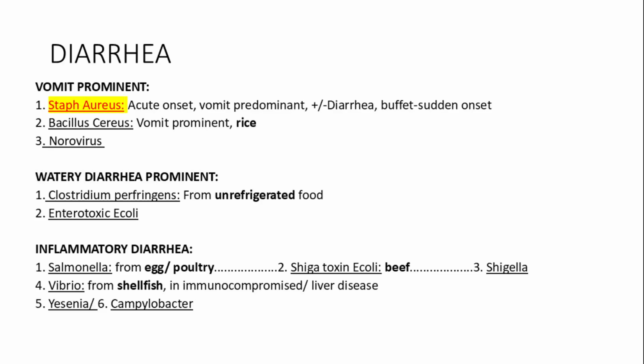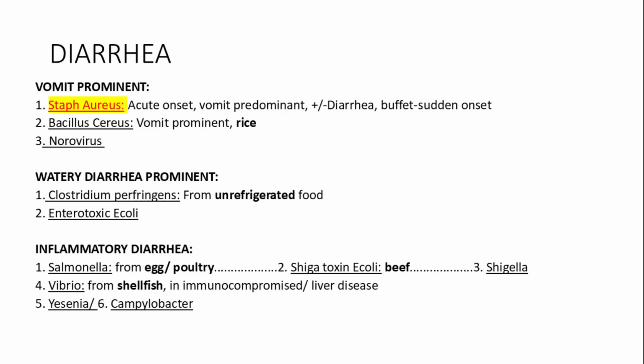Watery diarrhea-predominant illness is present in Clostridium perfringens and enterotoxigenic E. coli. First is Clostridium perfringens, often from improperly stored food, such as dishes left unrefrigerated. Second is enterotoxigenic E. coli, ETEC, a common cause of traveler's diarrhea.